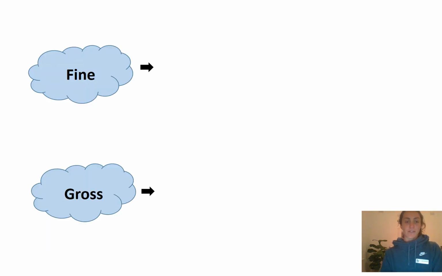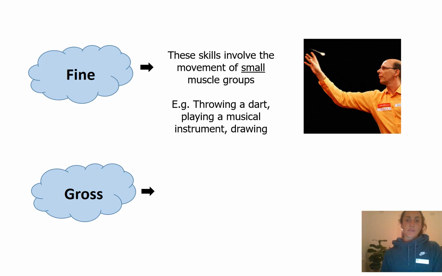So skills can also be fine and gross. Fine skills are skills which involve the small muscle groups. So think about your fingers, perhaps your toes. Some examples of that are throwing a dart. Darts is a very fine motor skill. Playing a musical instrument is a fine motor skill, and drawing.